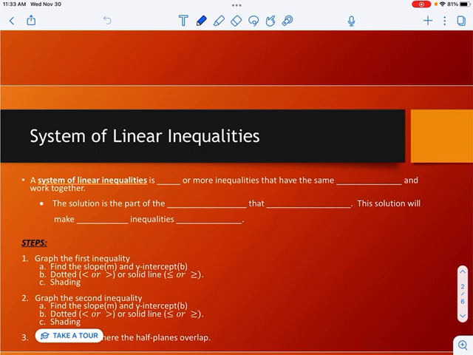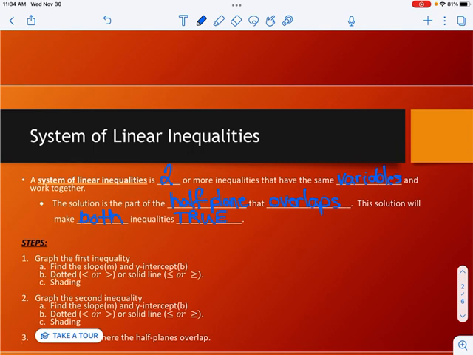A system of linear inequalities is two or more inequalities that have the same variables, and those inequalities work together. The solution is part of the half plane. Remember, the half plane is the part that we shaded yesterday. The solution is part of the half plane that overlaps. This solution will make both inequalities true.